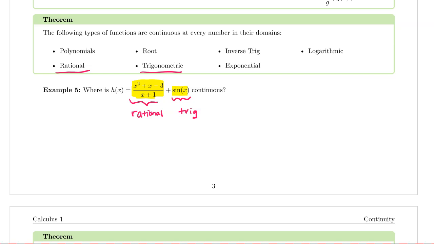So another thing that we want to consider is the other theorem that says if we have two continuous functions and we add them together, then their sum is also a continuous function. So using these two theorems, we just have to think about their domains. And for sine of x, the domain is all real numbers. And for the rational portion, the domain is going to be all real numbers except anything that makes the denominator equal to 0. And so in this case, it will be all real numbers except for -1.